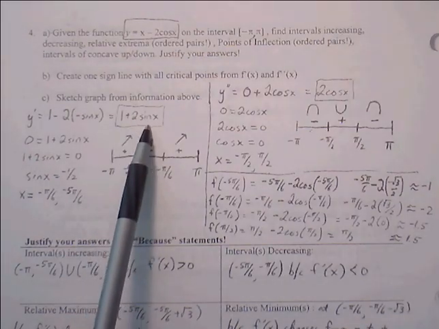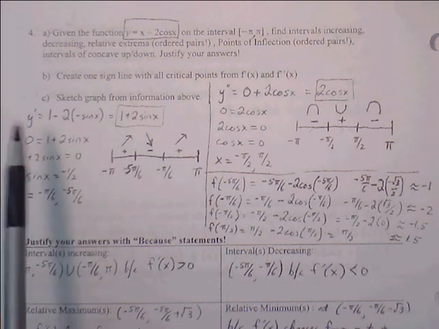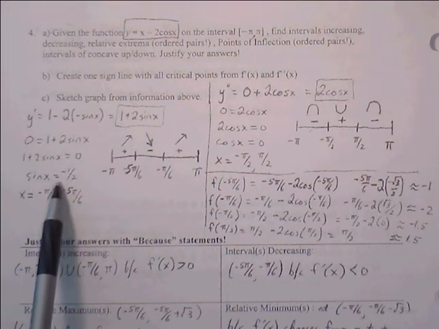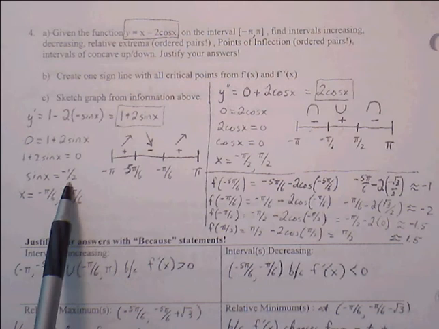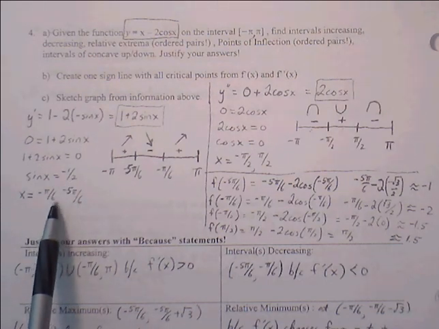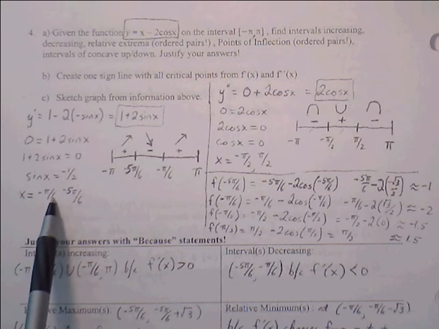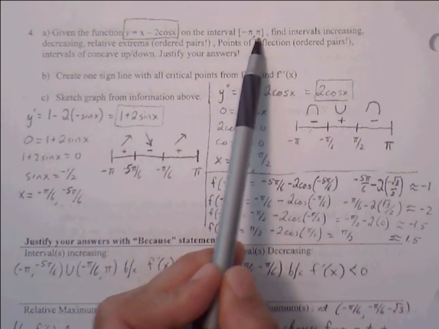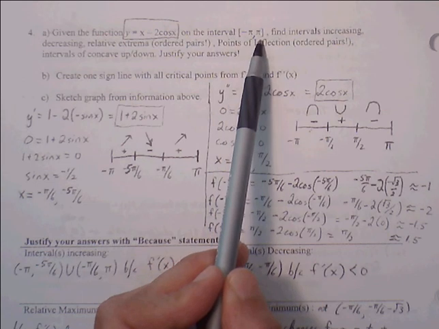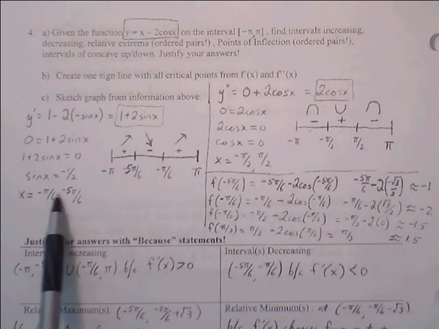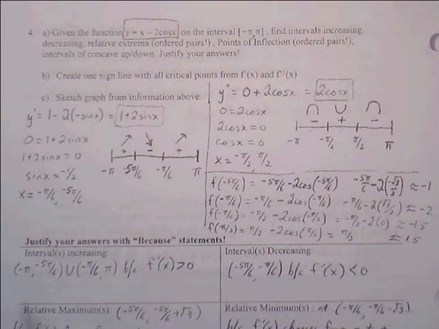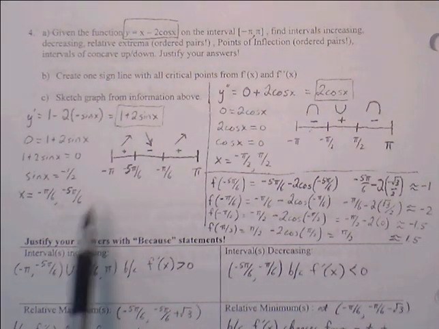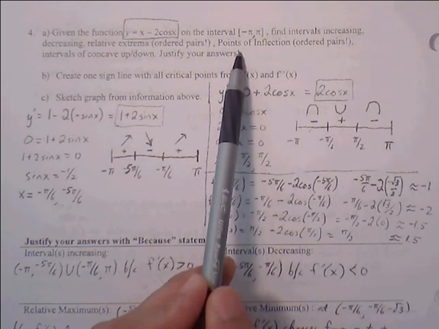So we set the derivative equal to 0, 1 plus 2 sine of x equal to 0. To find the critical points, we set sine x equals negative 1/2. The two x values where sine is equal to negative 1/2 are negative pi over 6 and negative 5 pi over 6, because we're going from negative pi to positive pi, so we have to make sure we fall in that interval. Sine is negative 1/2 in the third and fourth quadrant, so we work backwards from negative pi over 6 and negative 5 pi over 6.